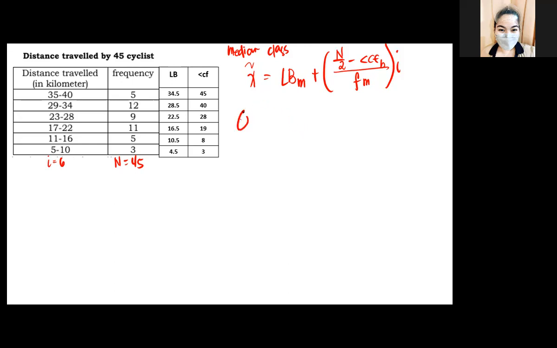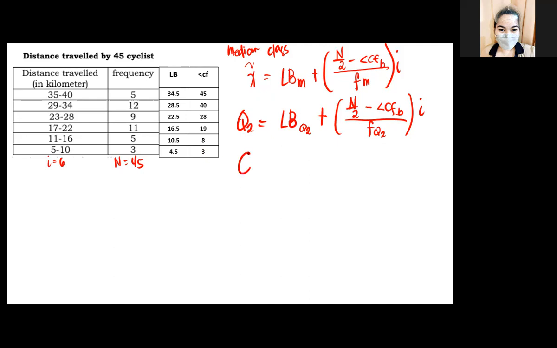So kung ang hinahanap natin ay q sub 2, we can say that this is the lower boundary of the q sub 2 class plus n divided by 2 pa rin kasi q sub 2 yan minus the cumulative frequency below divided by the frequency ng q sub 2 class natin times I. So saan lang may magbabago? May magbabago po syempre sa lahat ng values. Pero in terms of formula, pag tatandaan niyo yung formula, minimal lang yung changes na makikita ninyo.